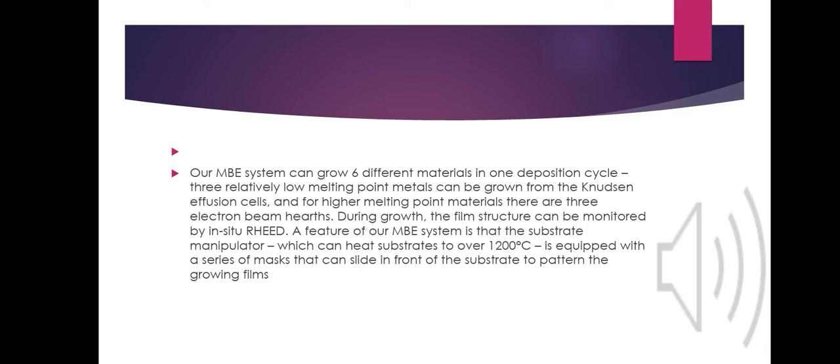During growth, the film structure can be monitored by in situ RHEED. A feature of our MBE system is that the substrate manipulator, which can heat substrates to over 1200 degrees Celsius, is equipped with a series of masks that can slide in front of the substrate to pattern the growing films.